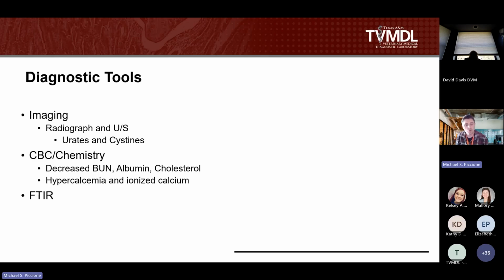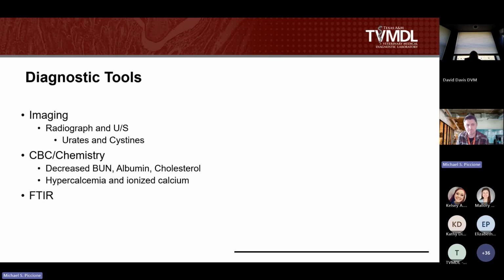In regards to urates and cysteines here, I throw this little blurb on here. These are uroliths that radiographically are not going to be as prominent on images than, say, things like struvites and calcium oxalates. That's not to say you can't see them, but more importantly, if you don't see them, you may not be able to rule out those particular uroliths. In regards to CBCs and chemistries, I think these are very helpful for those patients with other underlying disease states.